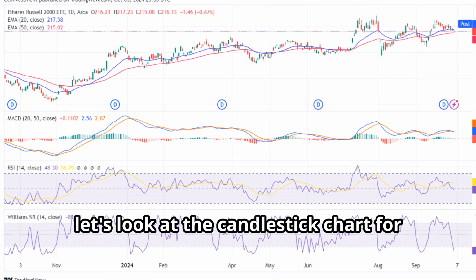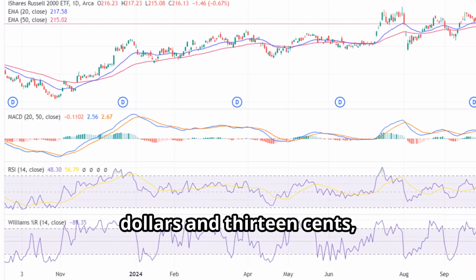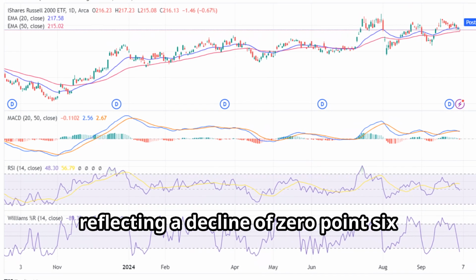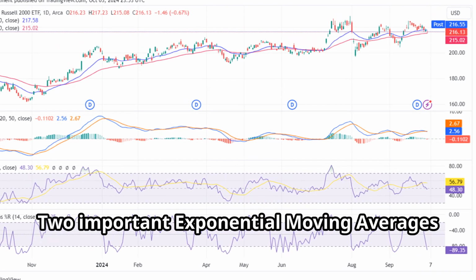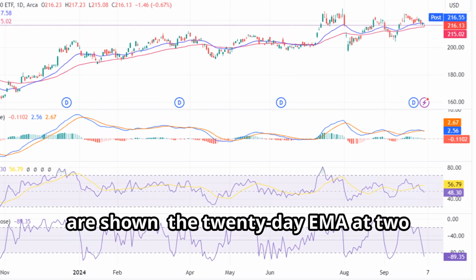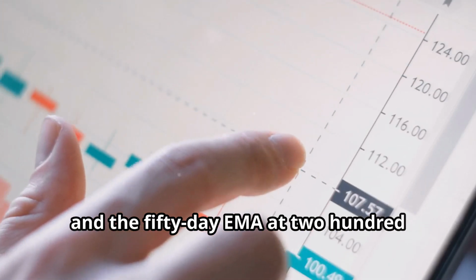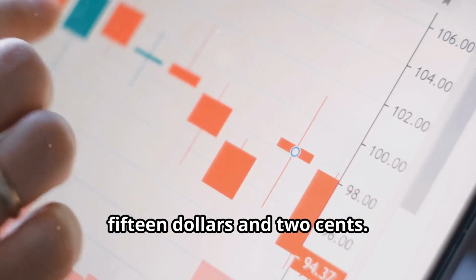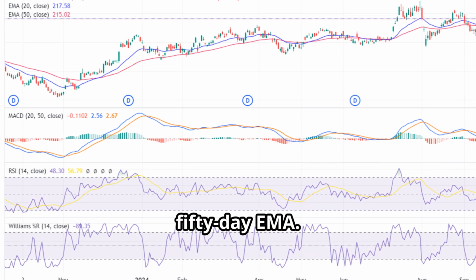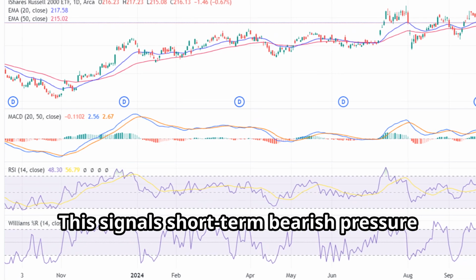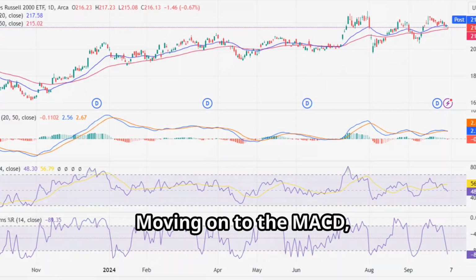First, let's look at the candlestick chart for price movements. The latest price is $216.13, reflecting a decline of 0.67% for the day. Two important exponential moving averages are shown: the 20-day EMA at $217.58 and the 50-day EMA at $215.02. The price is currently below the 20-day EMA, but slightly above the 50-day EMA. This signals short-term bearish pressure but suggests the stock is sitting at a key support level near the 50-day EMA.